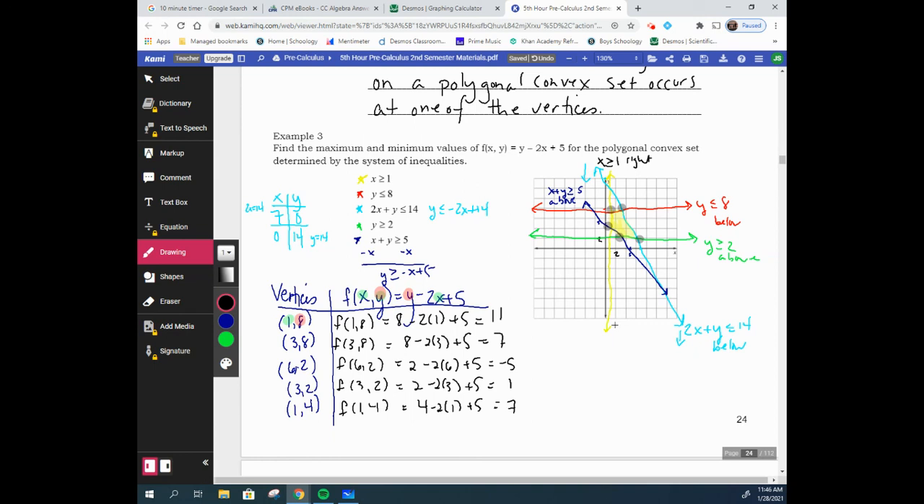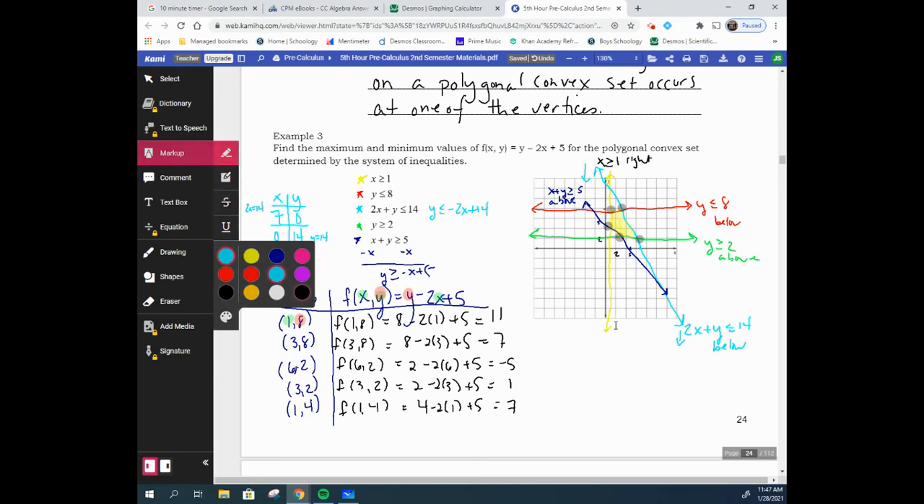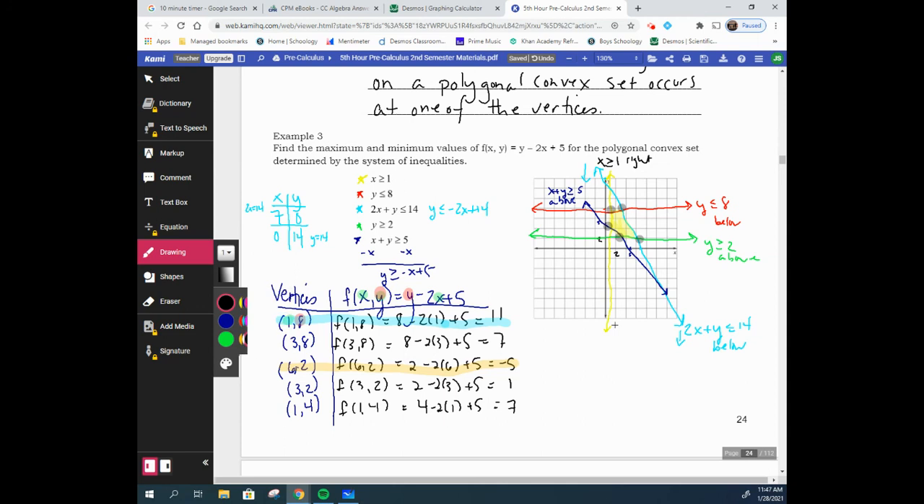So we're trying to find the maximum and the minimum. Okay, the maximum is, well, which of these ordered pairs gave us the highest value, which would be here. And then which of them gave us the smallest value, which is here. So that means this is my maximum and this is my minimum.